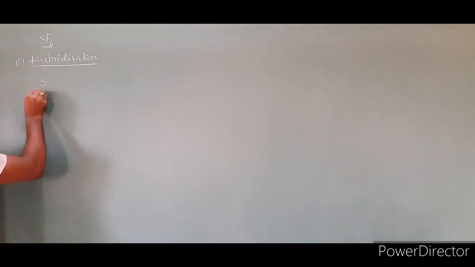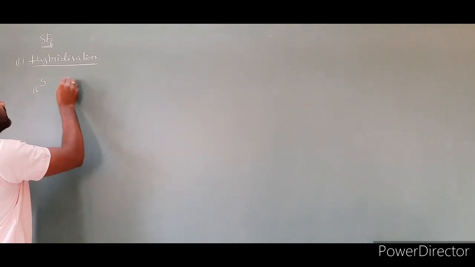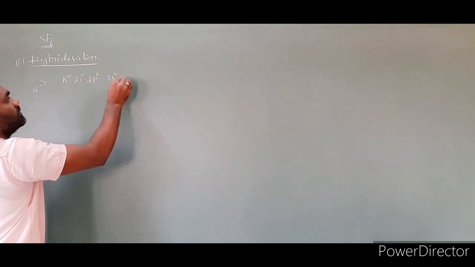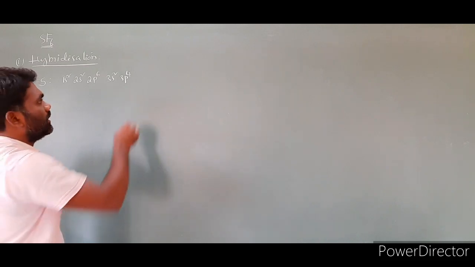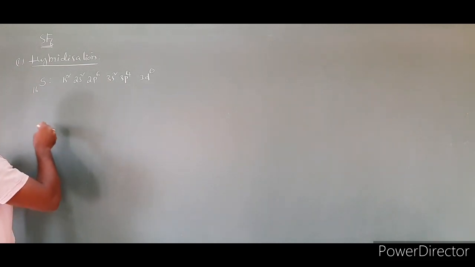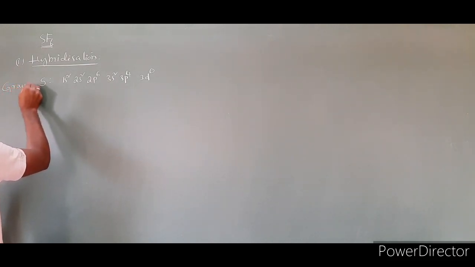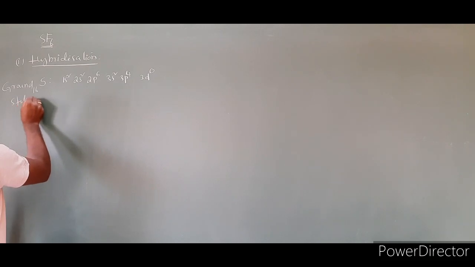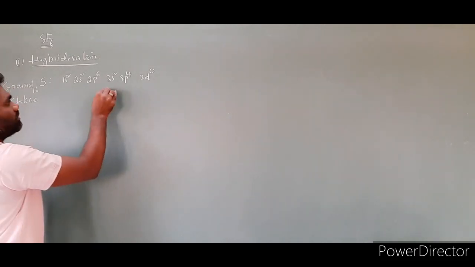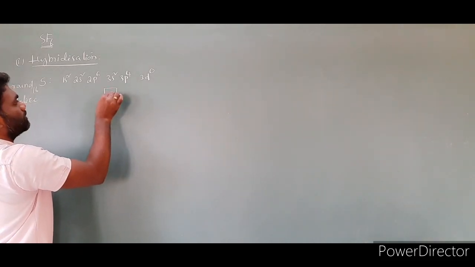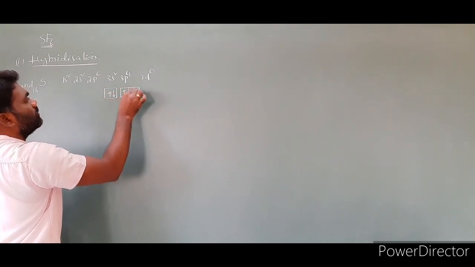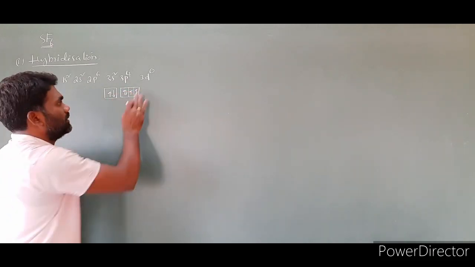And write its electronic configuration. Atomic number is 16. Electron configuration is 1s2, 2s2, 2p6, 3s2, 3p4 and 3d0. So the d orbitals do not have any electrons. This is the ground state electronic configuration. Then we have to write orbital boxes. 1, 2 electrons. In the p orbital, how many electrons are there? 1, 2, 3, 4 electrons are there in the p orbital.